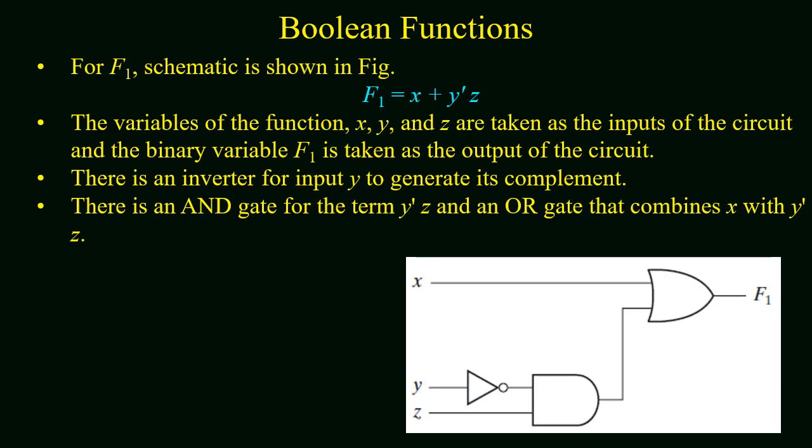The schematic of the function f1 is shown in the figure. Starting with variables x, y and z, these variables act as inputs to the circuit, and the function variable f1 will act as the output of the circuit. Then we place an inverter to generate y complement, and then we use an AND gate for the term y prime dot z. In the end, we have an OR gate to generate the sum of x and y prime dot z. And finally, we have a schematic of the function f1.